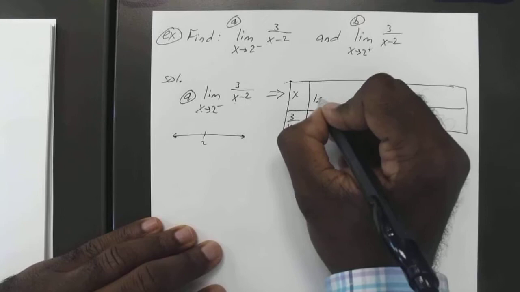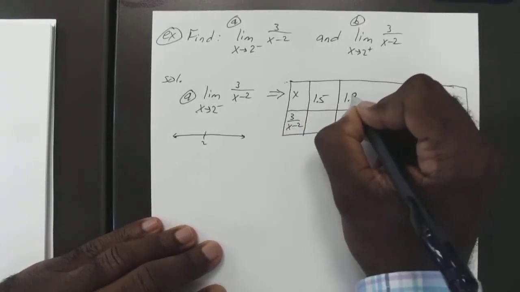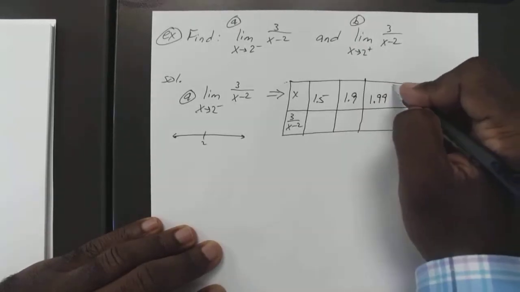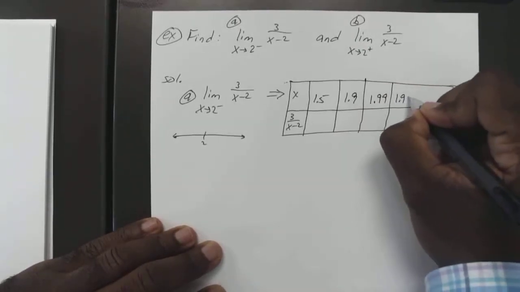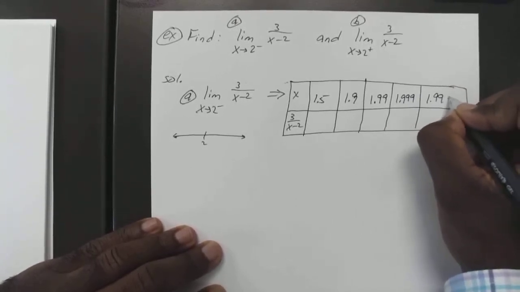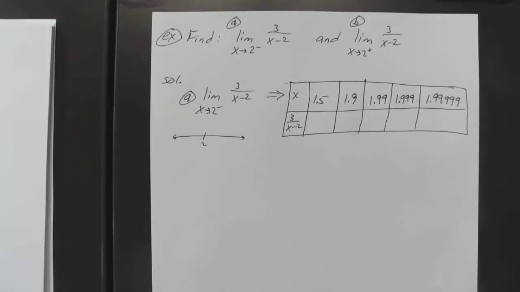So let's say we start at 1.5, 1.9, 1.99, 1.999, and 1.99999. So we're really close to 2, just not equaling 2.